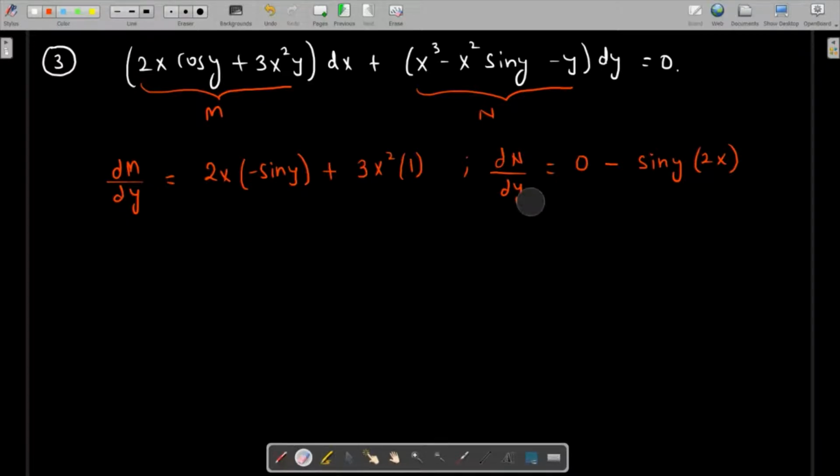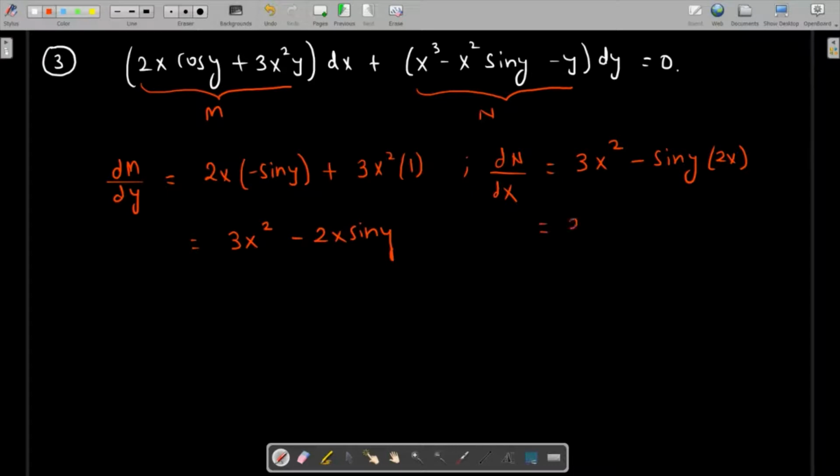This actually should be differentiated with respect to x. So when we differentiate N with respect to x, then the differentiation of x cube will be 3x square. Sin y would be treated as a constant, and differentiation of x square is 2x. So both of them are equal to 3x square minus 2x sin y. This is also equal to 3x square minus 2x sin y. So since both are equal, it means that this particular equation is exact.